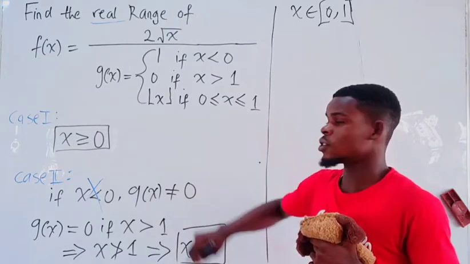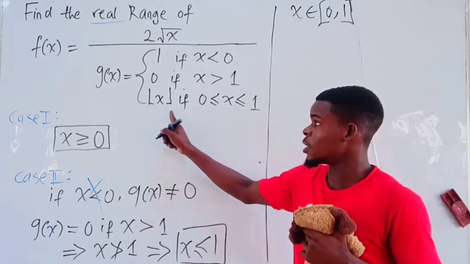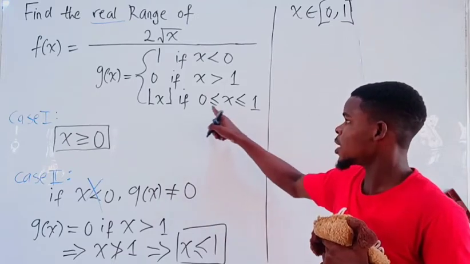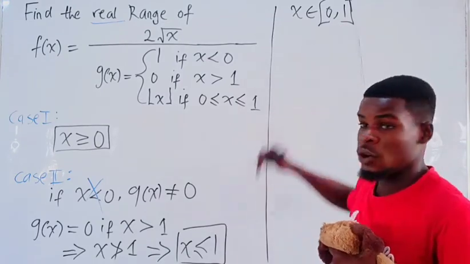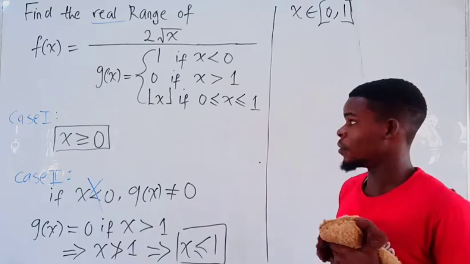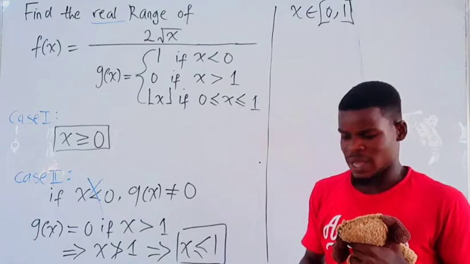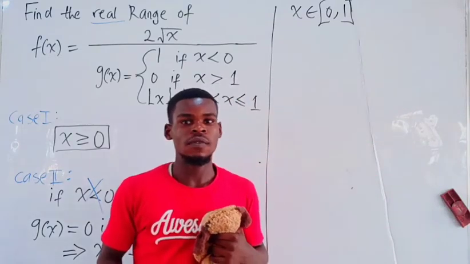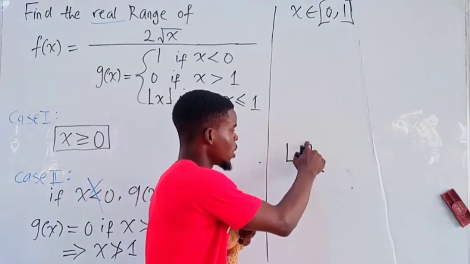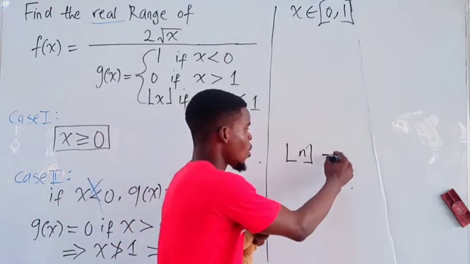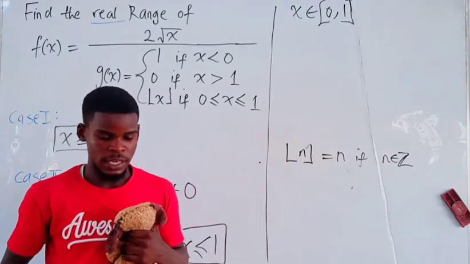Okay, so the third subfunction tells us that g of x will be the floor function of x, or you can call it the greatest integer function of x, if x lies between 0 and 1 with 0 and 1 included. That makes sense over here because here we are at that domain, 0 and 1. So if x lies between 0 and 1, then g of x will become the floor function of x. Well, by the definition of this floor function, whenever we have the floor function of a particular number, the result will be that number if that number is a whole number. So the result will be n if n is an integer.